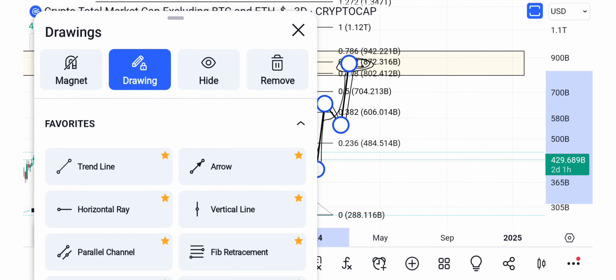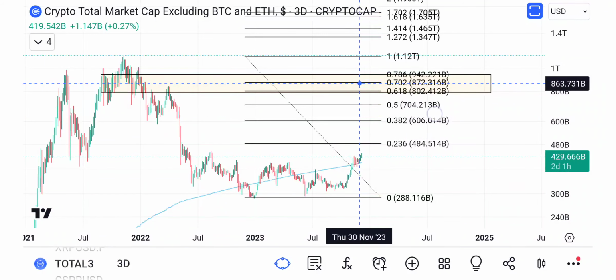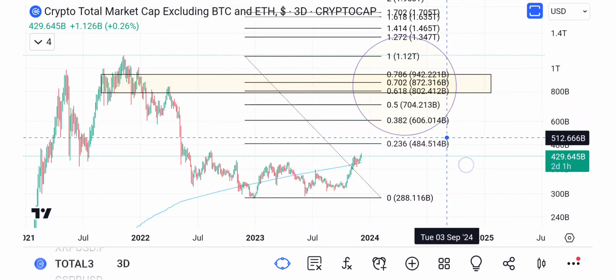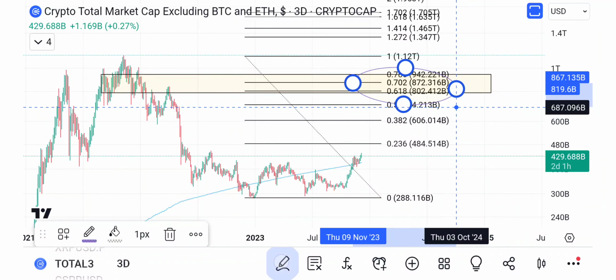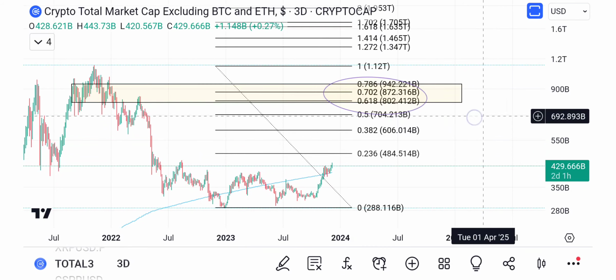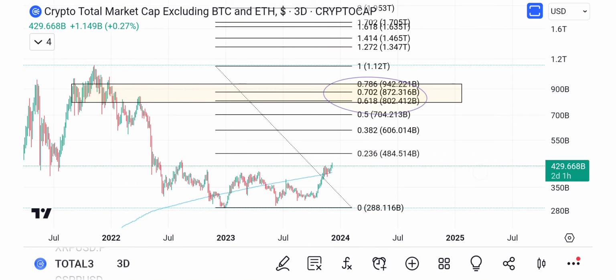So let me take everything off the screen here. So yeah, that would be my target, right in here somewhere. Now if it's very bearish, it might only get to that 50% line, which is right here. So we'll have to see how this develops.